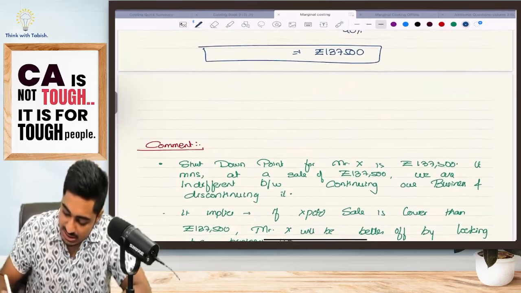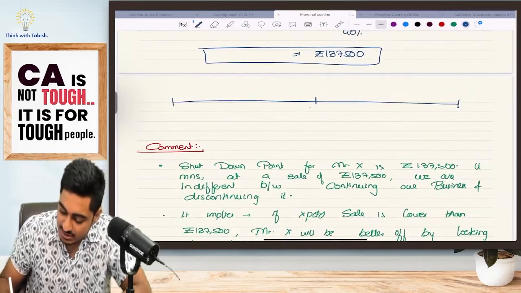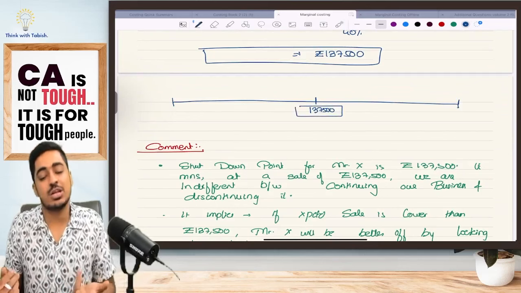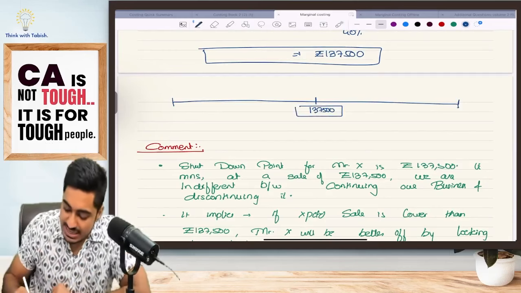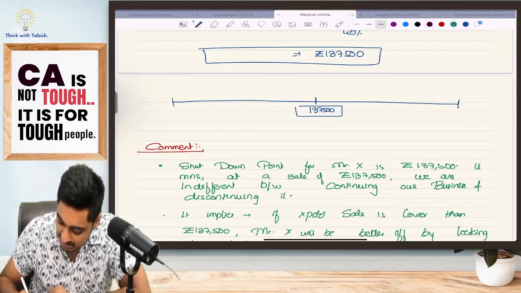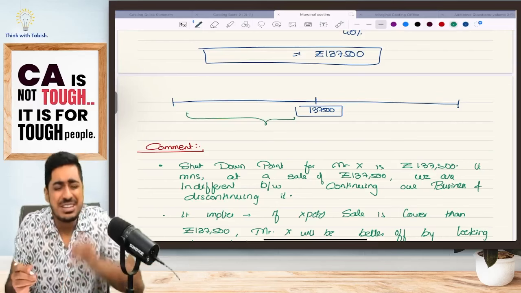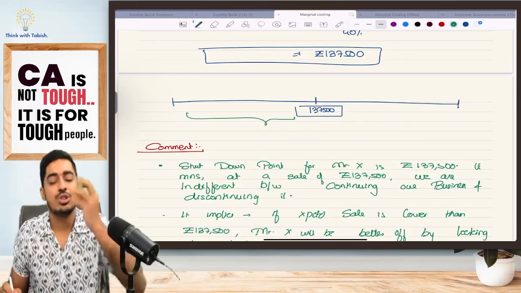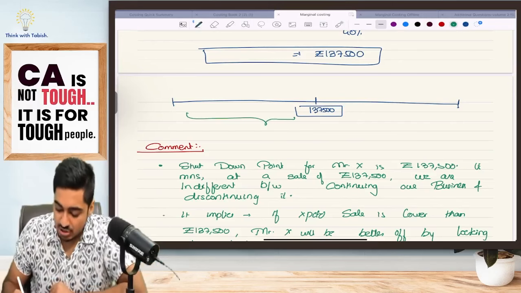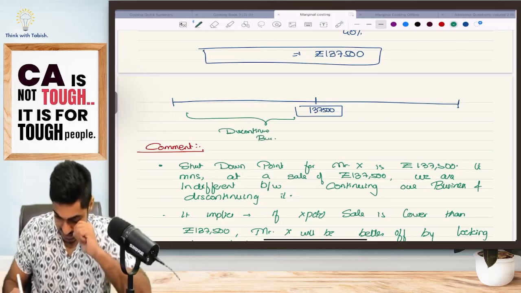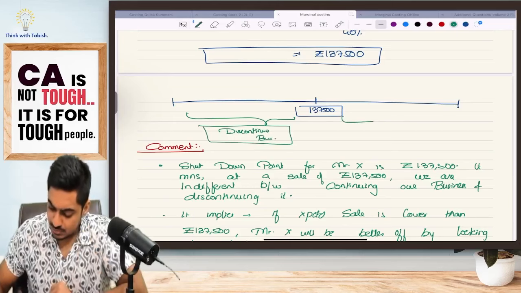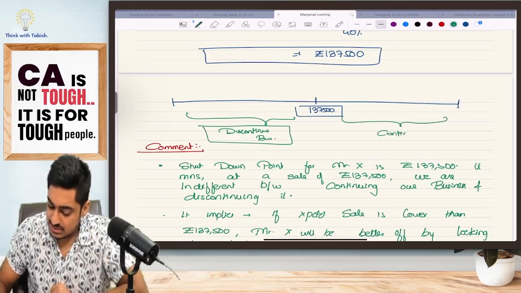Pay attention, students. Imagine this is 1,37,500. This is my shutdown point. At 1,37,500, what will I do? You do whatever you want to do. It doesn't make a difference. You continue, you discontinue, it's going to be the same. Imagine my sale is very low, even less than 137,500. What do we do? Normally, if sale is very low, we discontinue our business. If sale is very high, we continue our business. Yes or no, everyone? Yes, sir.